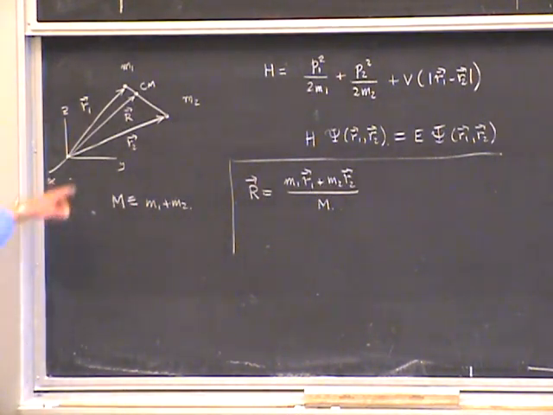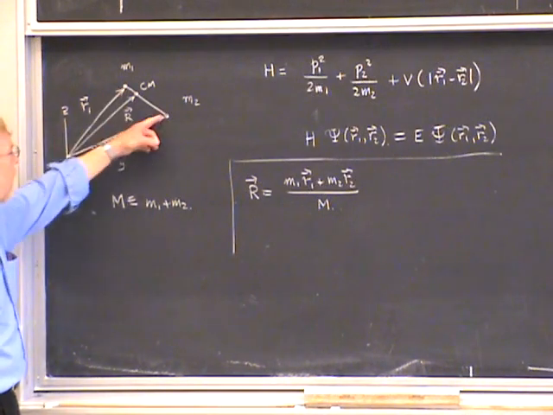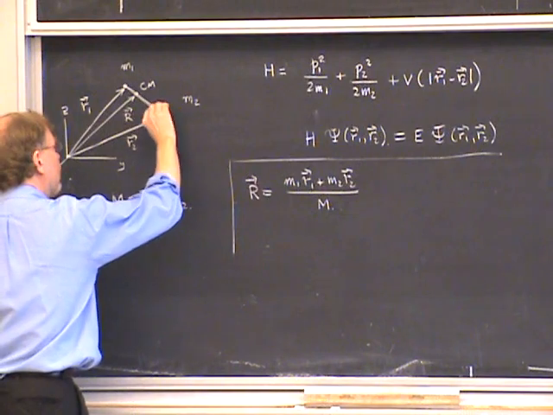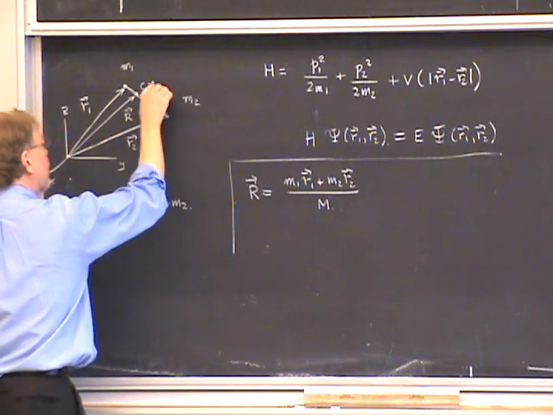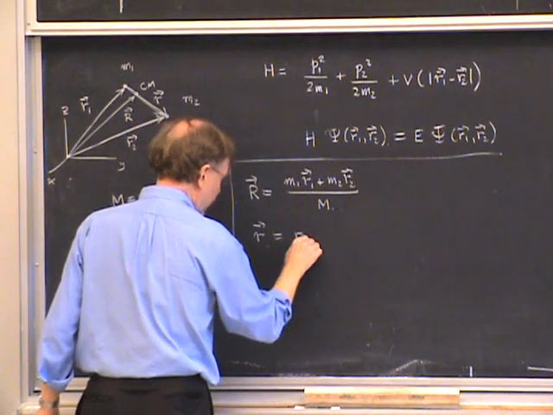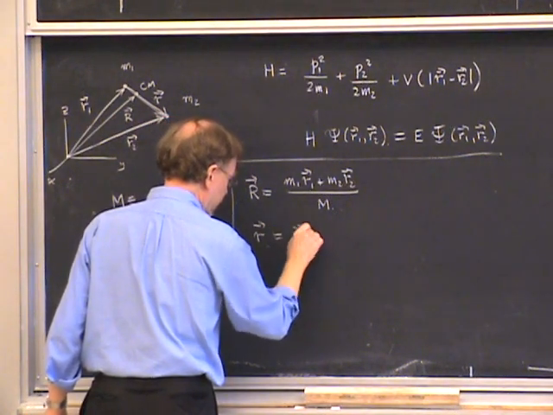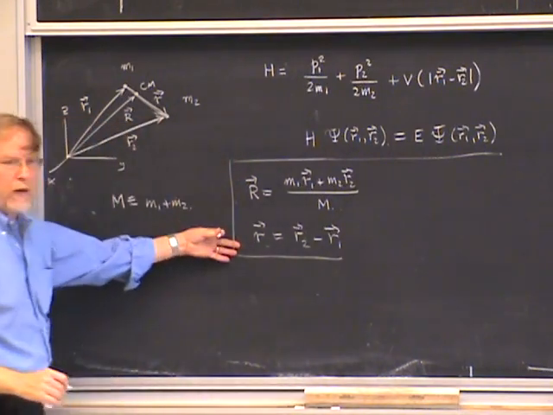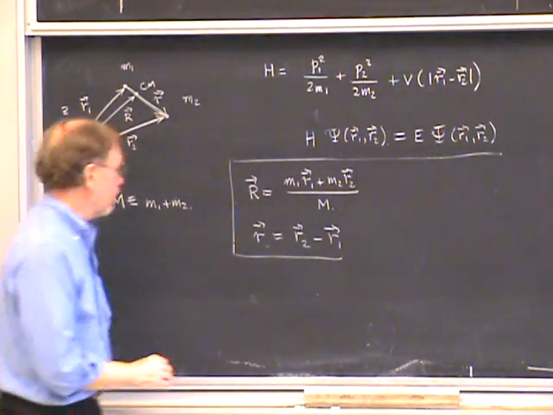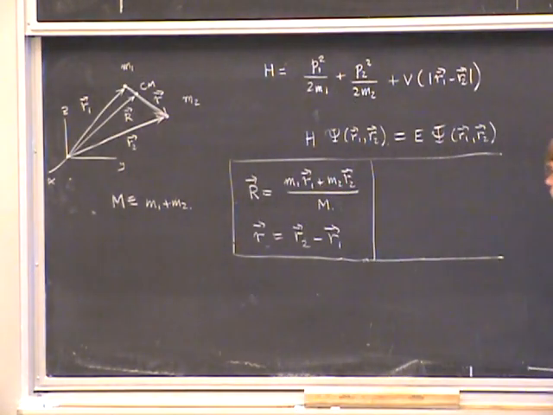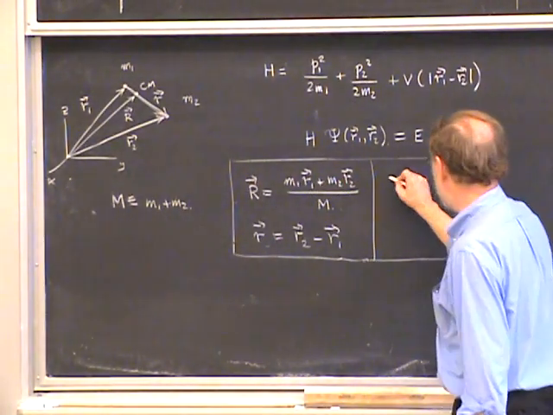And in addition, let's also introduce the relative position vector between the two particles, let's say going from m1 to m2 like this. And I'll call that vector lowercase r without any subscripts on it. So lowercase r is defined as r2 minus r1. Now this amounts to a coordinate transformation in configuration space, as you can see. While I'm writing this down, let me also write down the inverse transformation, which I'll need in a moment.